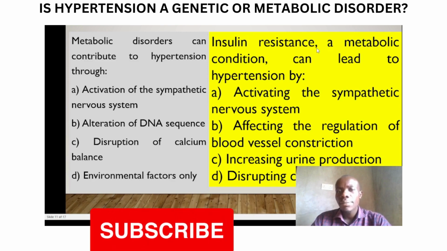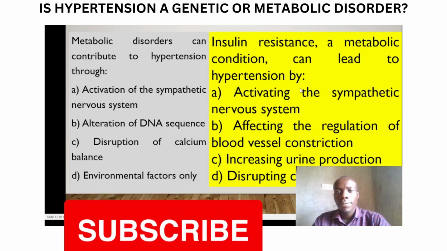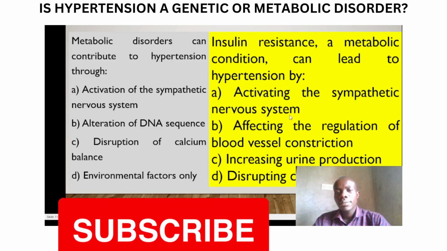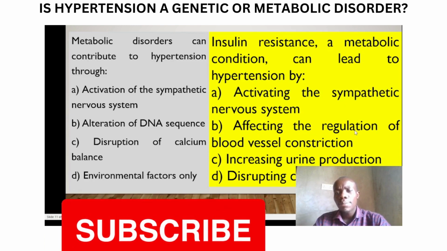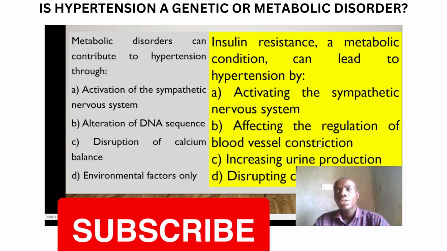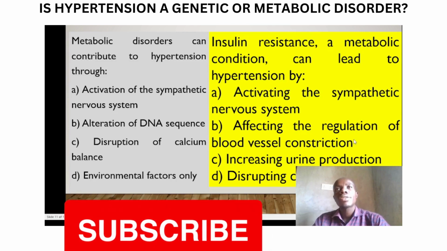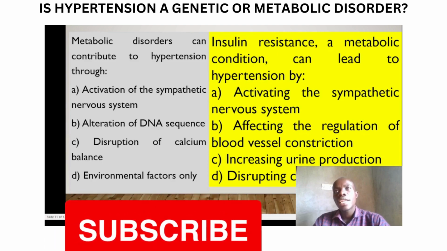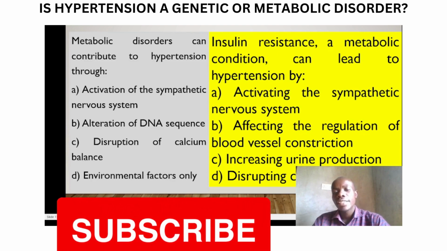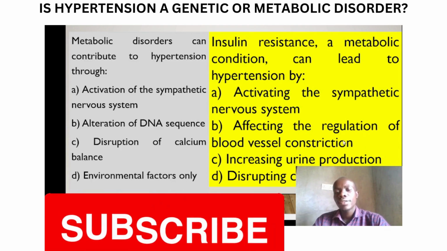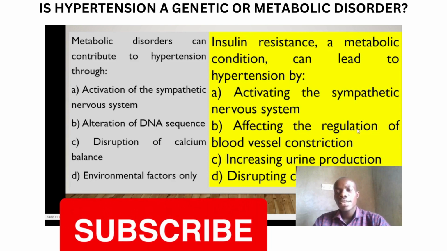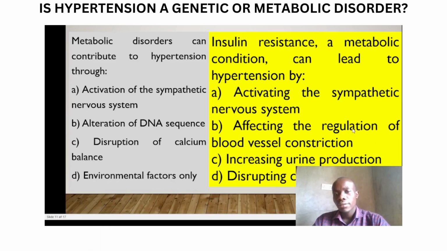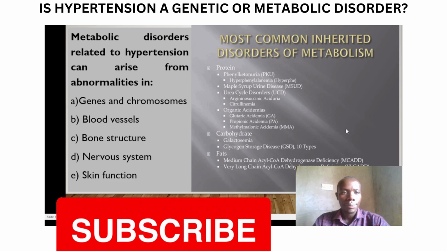Insulin resistance, a metabolic condition, can lead to hypertension by activating the sympathetic nervous system. Yeah, we have said stress does this. Yes. Affecting the regulation of blood vessel constriction. Guys, when you have insulin resistance, we have accumulation of glucose in the blood vessels, and this normally leads to endothelial dysfunction, and this affects the blood vessel constriction. So when the blood vessels are constricted, the heart has to pump blood at an increased effort pressure, resulting to a rise in blood pressure.